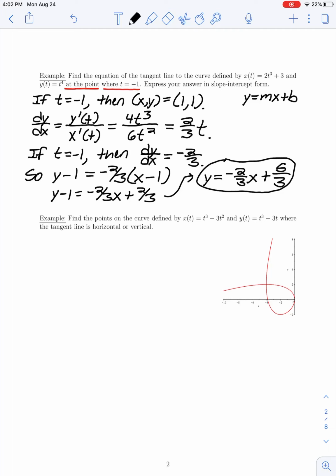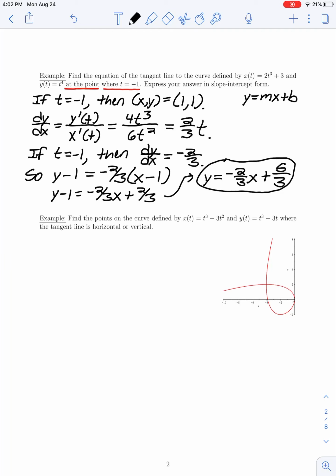So in these last two examples, we're seeing how to find the derivative for a parametric curve. So that is the slope of the tangent line to the curve at a point. And in this last example, how to find the equation of the tangent line to that parametric curve at a point.